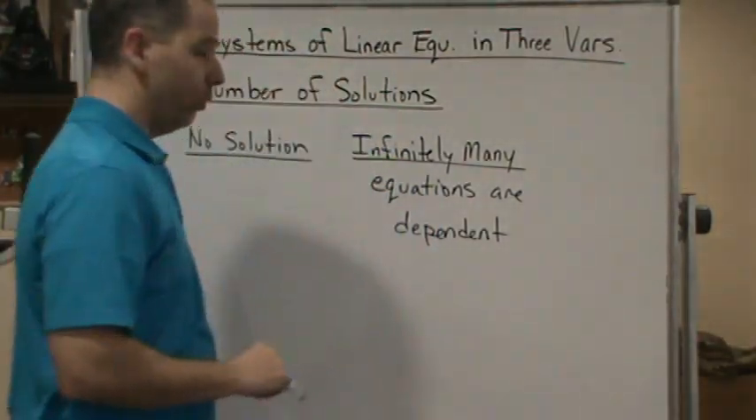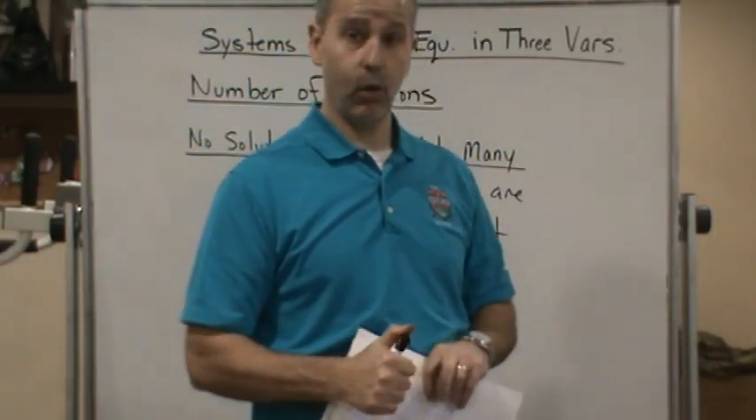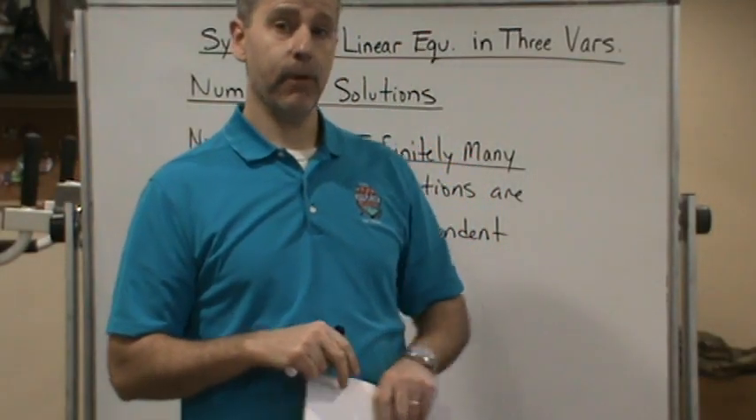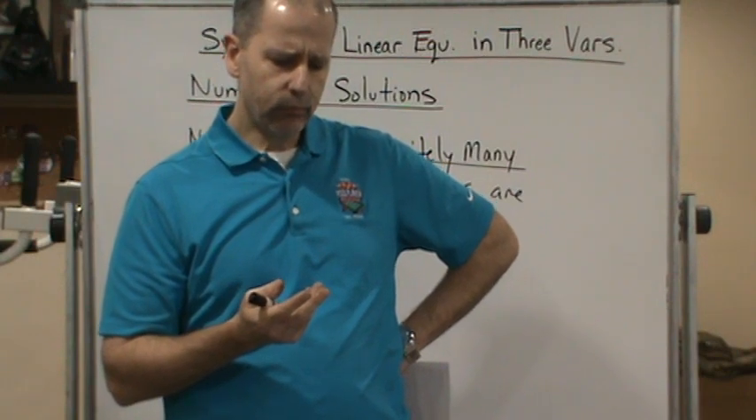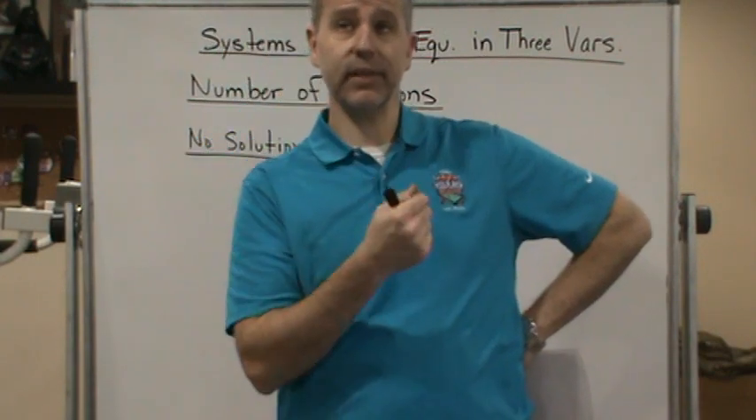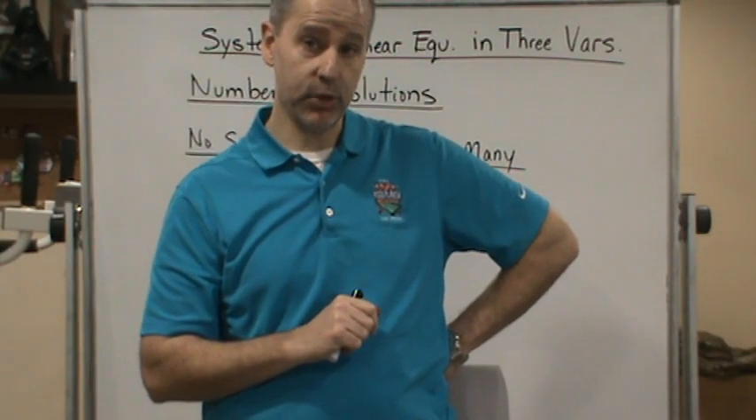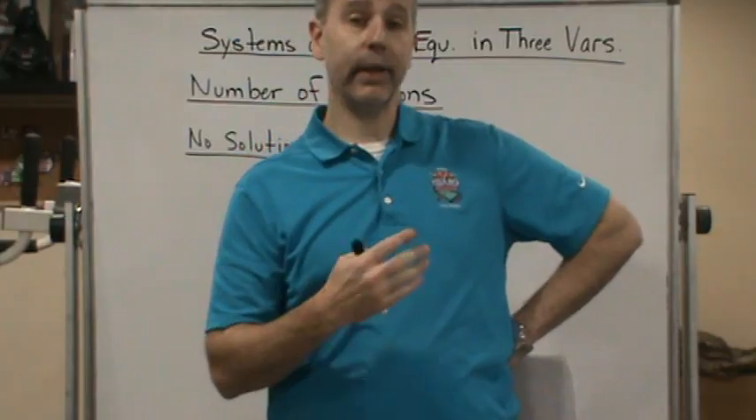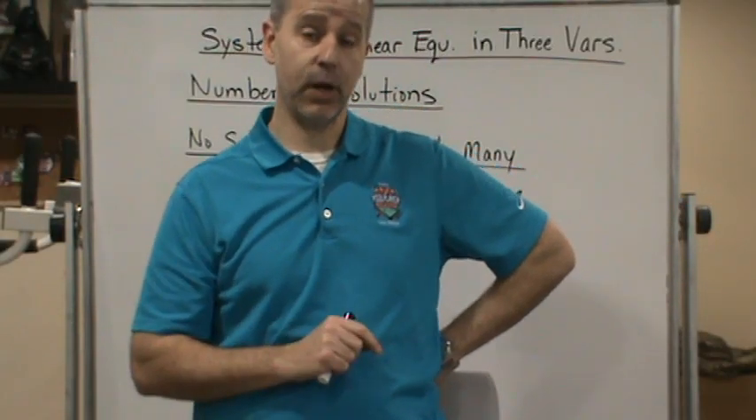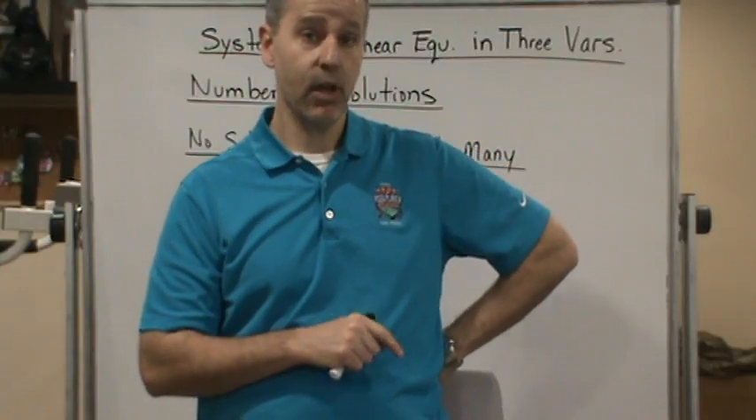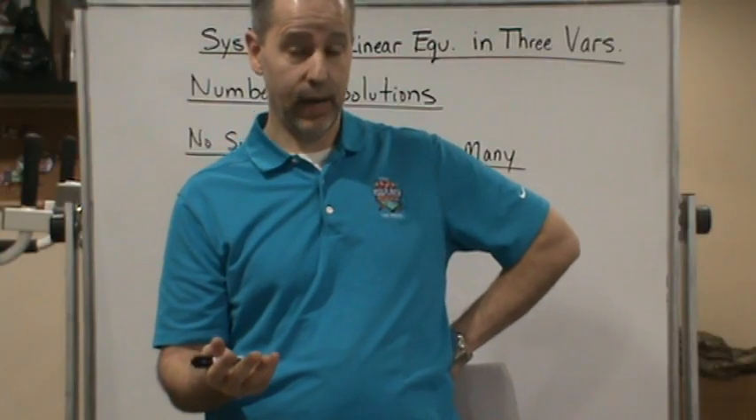Okay? Now, what if we have planes that are parallel? Okay, so here's an example. We could have all three planes parallel to each other, so they never intersect. Or we could have two planes that intersect, but the third plane is parallel to one of the other two planes. So that won't give us a solution, right?